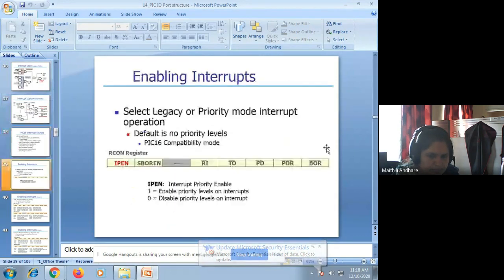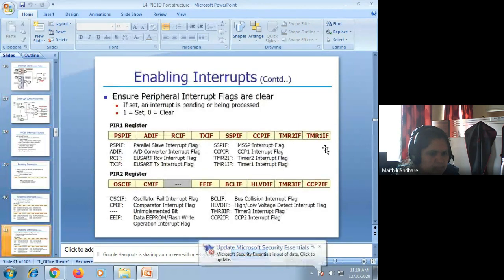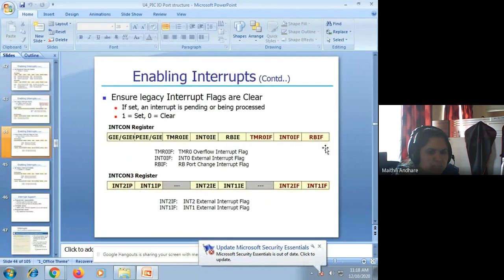This is a very, very important diagram as far as the interrupt is considered. Okay. Now see, I will show you the diagram.